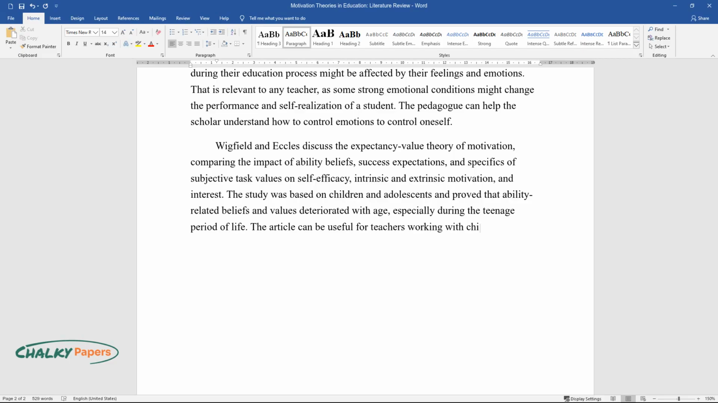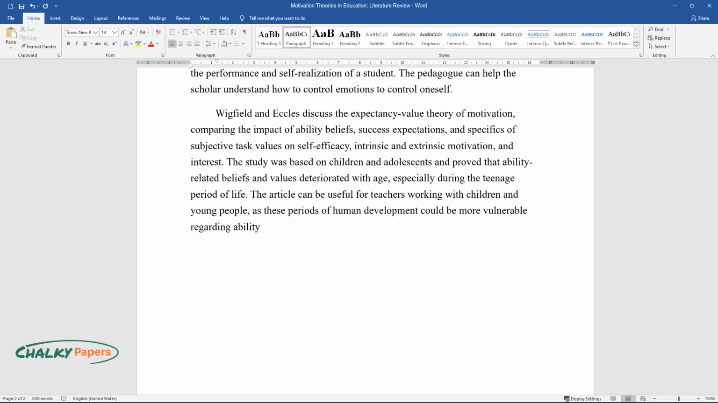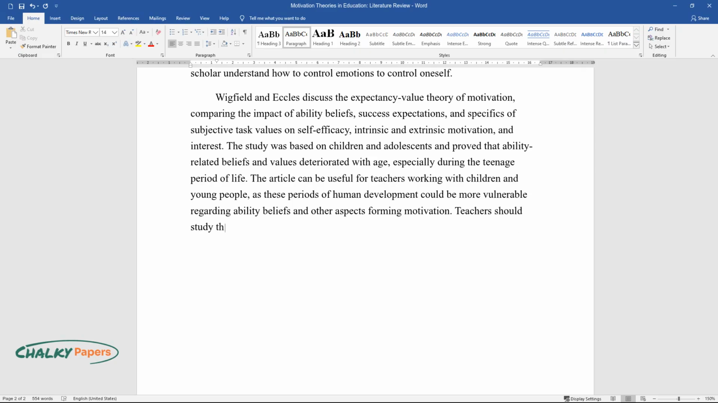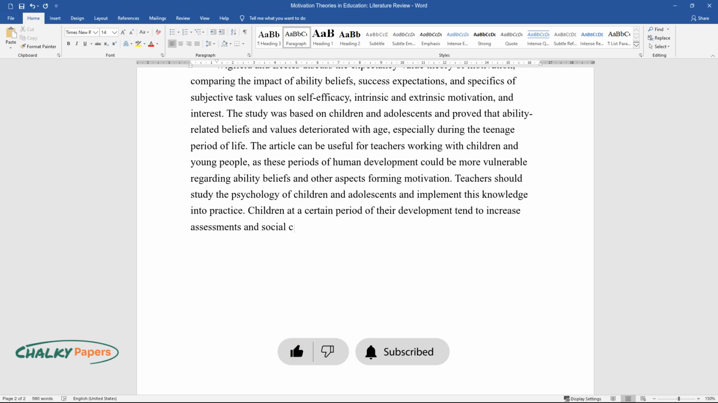The article can be useful for teachers working with children and young people, as these periods of human development could be more vulnerable regarding ability beliefs and other aspects forming motivation. Teachers should study the psychology of children and adolescents and implement this knowledge into practice. Children at a certain period of their development tend to increase assessments and social comparisons.